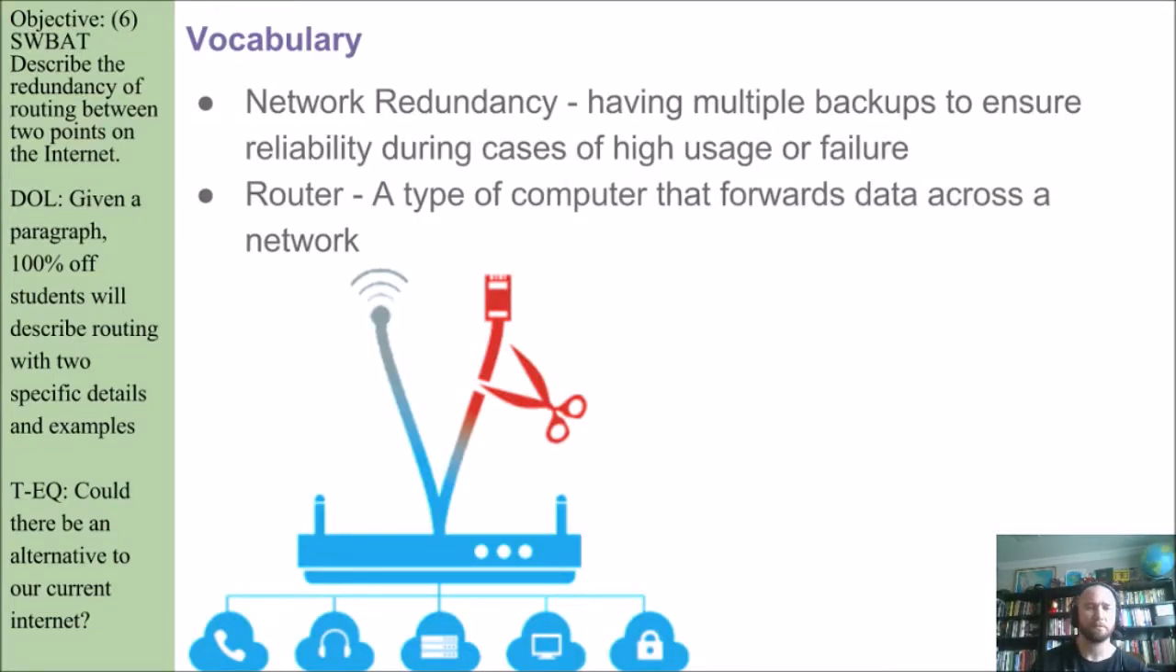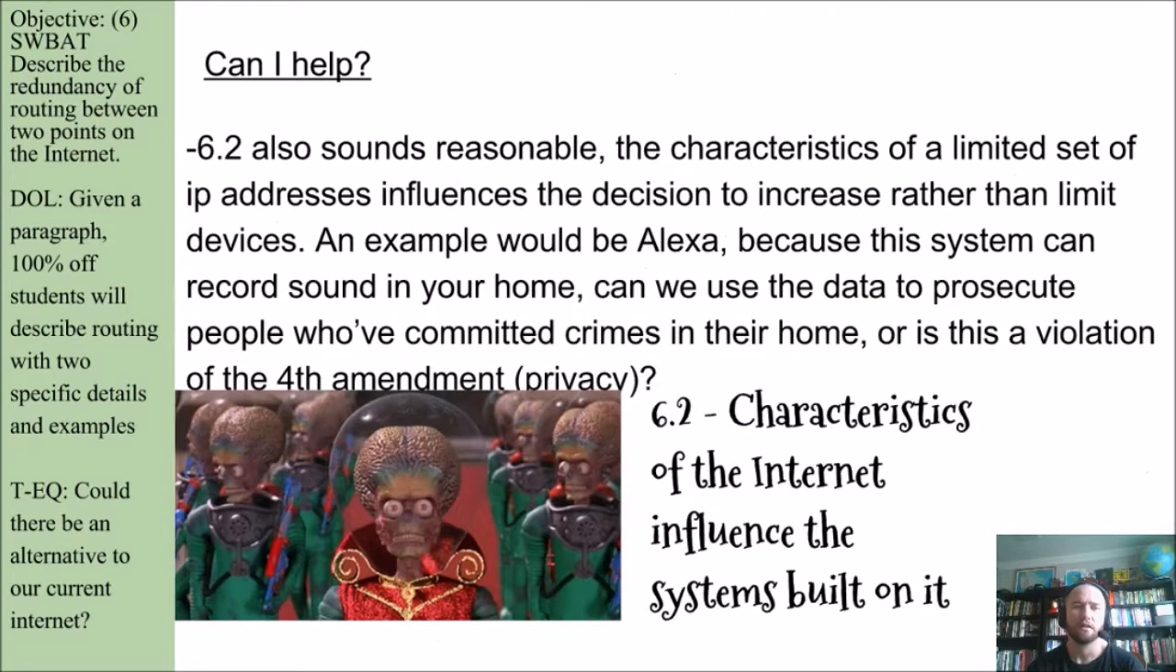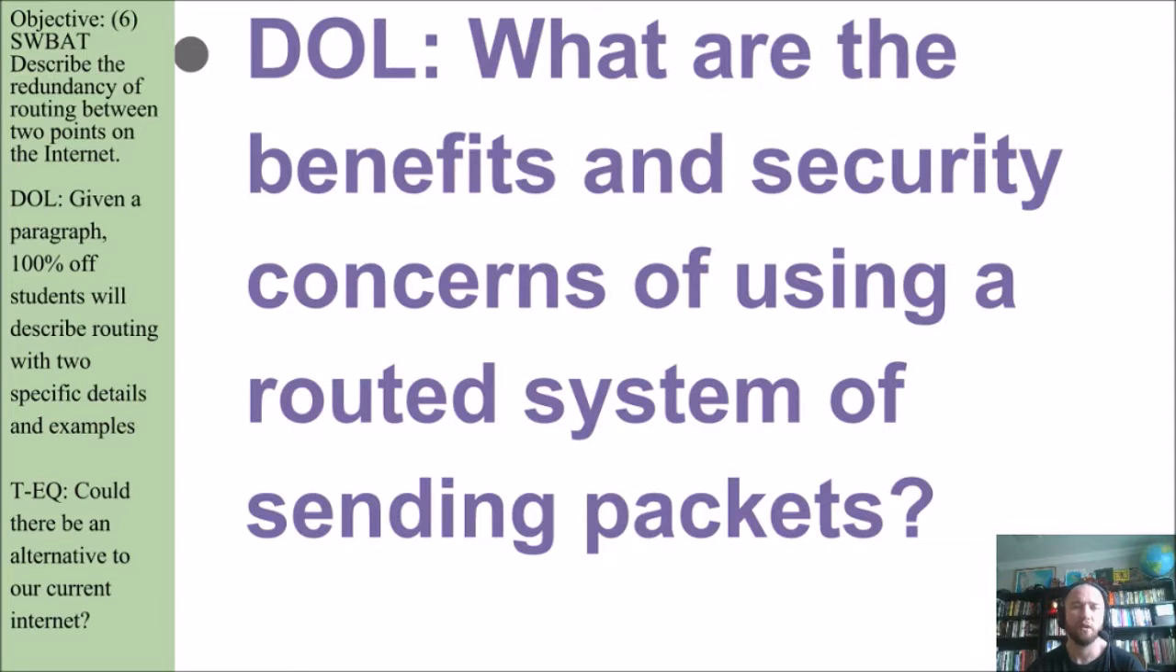So just to wrap up some vocabulary, when we talk about network redundancy, we're talking about having multiple backups to ensure the reliability during cases of high usage or failure of data transmission over the internet. And a router is simply a type of computer that forwards data across a network. DOL, what are the benefits and security concerns of using a routed system of sending packets?